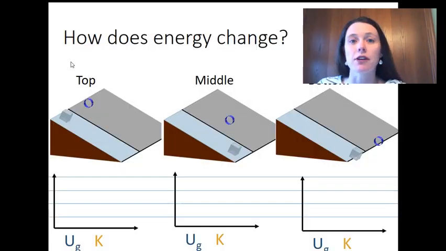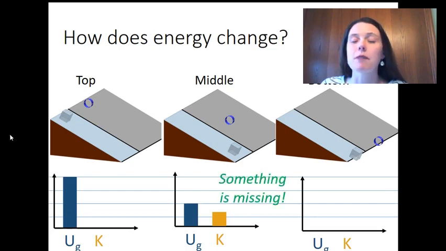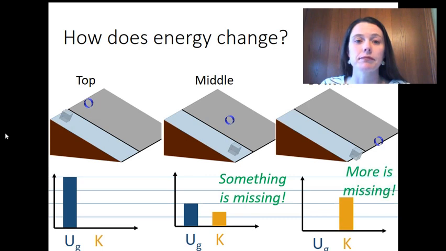What does this mean for the energy of the hoop? Well, let's assume at the top of the ramp, it had 4 blocks of gravitational energy, just like we assumed for the block. When it gets to the middle, it has 2 blocks of gravitational energy, but it's not moving as fast, and so it doesn't have the full 2 blocks of kinetic energy. That means that something's missing. And when it gets to the bottom, the difference is even more pronounced. Even more energy is missing.